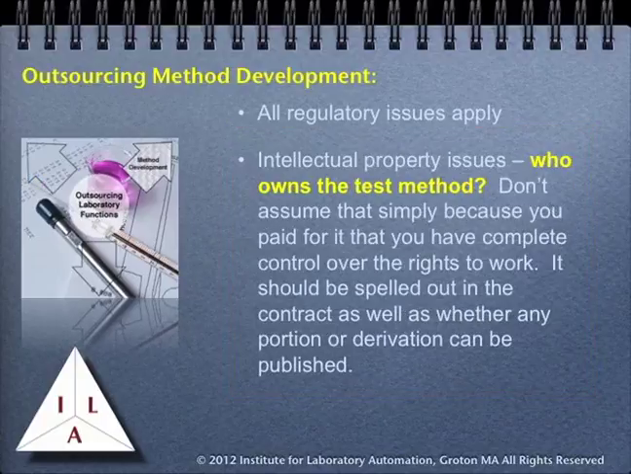Now we will turn our attention to test method development. As noted earlier, all regulatory issues, including validation, apply to the work the contractor does for you. Your contract should specify who owns the test method, who has publication rights, and whether or not the details of the test method can be disclosed without your permission or used without your permission. Contractors often undertake projects with the idea of using the results as a product or service. You're paying for it. You need to protect your intellectual property.